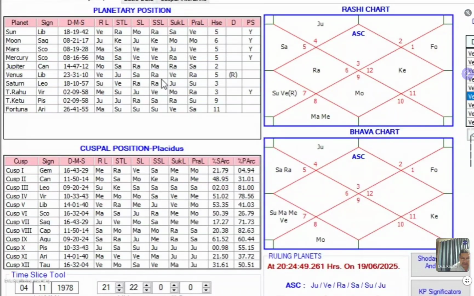Okay. Look at Rahu. Rahu is already present in the 3rd house. It is sitting in the 3rd house. Okay, the condition will be satisfied. It is satisfied. Rahu is there in the 5th house as the star lord.